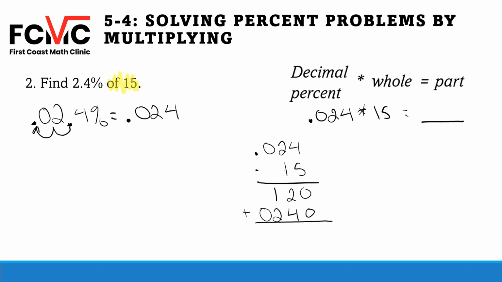So now let's add up our values. 0, 6, 3, and 0. Now we're moving our decimal 1, 2, 3 places. So we've got to move our decimal point 1, 2, 3 place values in our answer. So we should get 0.36 as our solution here. All right, let's look at example number 3.